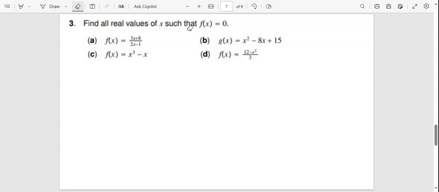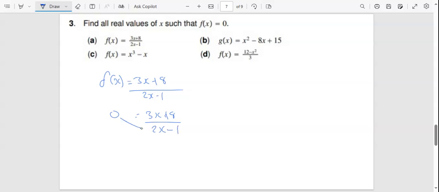So let's go find the value of x such that f of x is equal to 0. So wherever there's f of x, you put 0. So that's the meaning there. So that would be 3x plus 8 over 2x minus 1. So you cross multiply that to give you 0. So we have 3x plus 8 is equal to 0. So grouping the right terms, that would be 3x is equal to negative 8. Then you divide throughout, that would be x is equal to negative 8 over 3. So you are done there. So for this one, we are done.